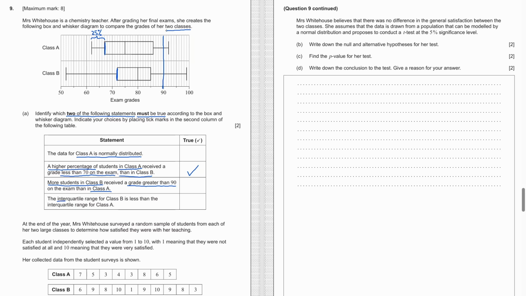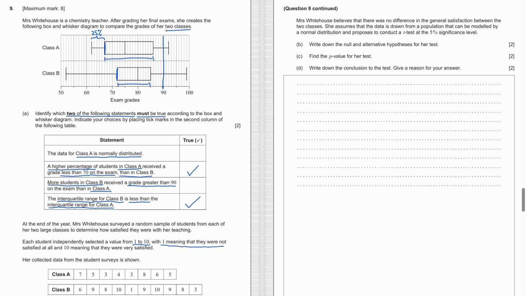The fourth statement says that the interquartile range for Class A is greater than that for Class B. From the diagram, the box for Class A is clearly wider than that of Class B, meaning its interquartile range is larger, so this statement is true.